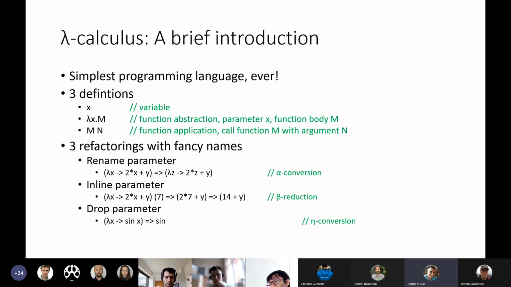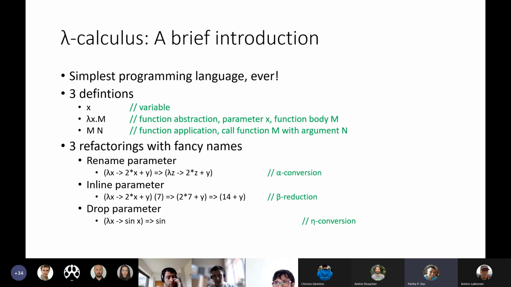Now, three definitions, three terms, and then there are three refactorings or rearrangements. That makes it pretty funky. And with this, you will see why you don't allow mutations, and therefore you can never have for loops in functional programming. So first is rename parameter. If you have lambda x, 2x plus y, you just press Control R, the Visual Studio shortcut, and change x into z, and then x changes into z inside the function body as well. The fancy name is alpha conversion, but just call it rename parameter.